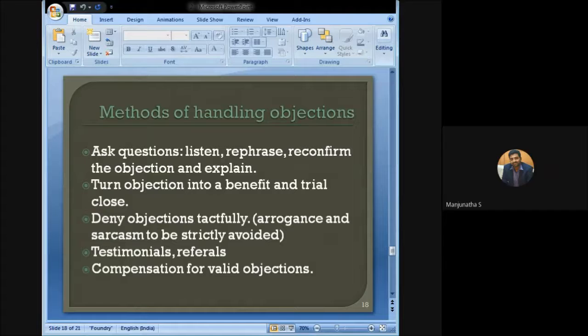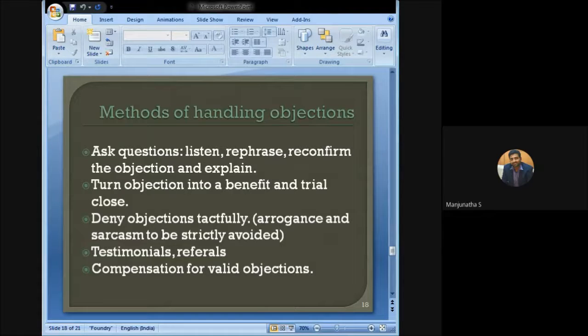Turn objection into benefits and trial close. Make the customer's objections into a benefit. They are going to get a benefit, and they are supposed to have a trial. Sir, you can have samples, sir, you can have a trial, sir, you can have one test, sir. Like that, by giving options to them, the objections will be turned into solutions.